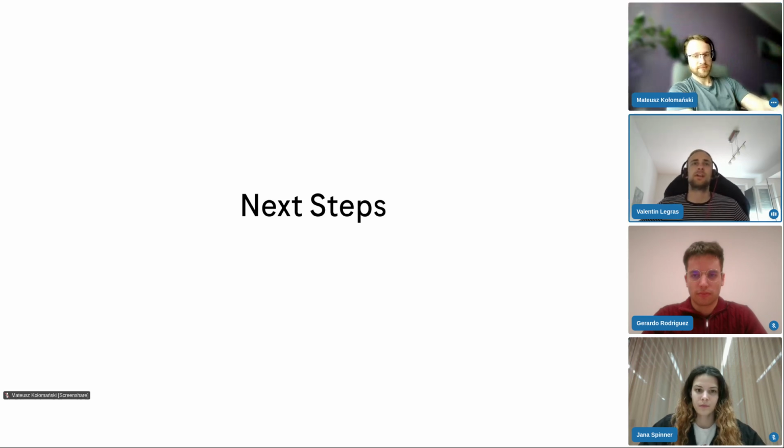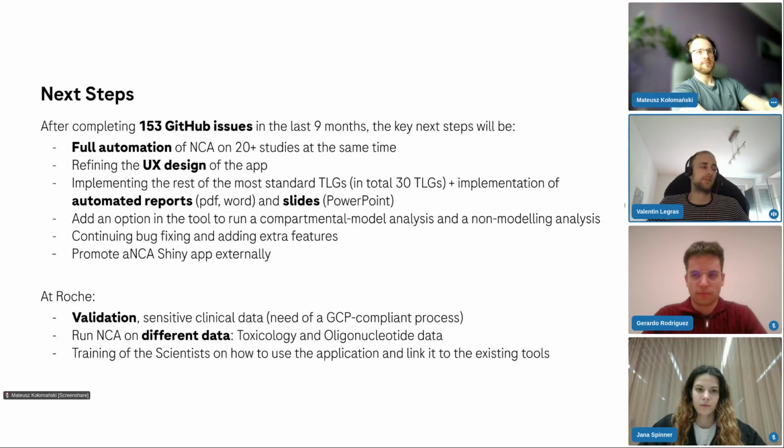Perfect. Thank you, Mateusz. So what about the next steps now? So we completed many issues in the last 9 months. And the next action points will be first the full automation of the NCA, meaning that currently we usually run one NCA at a time, so one study, but we could think about the tool handling more studies, so let's say 20 plus studies, and clicking on run, and then it runs everything automatically, of course with the default setups, but that will be the goal.